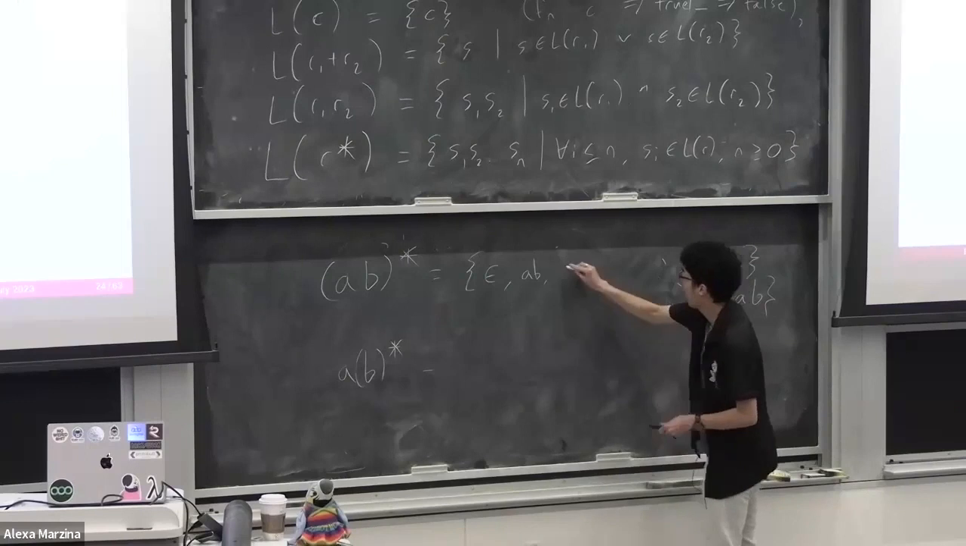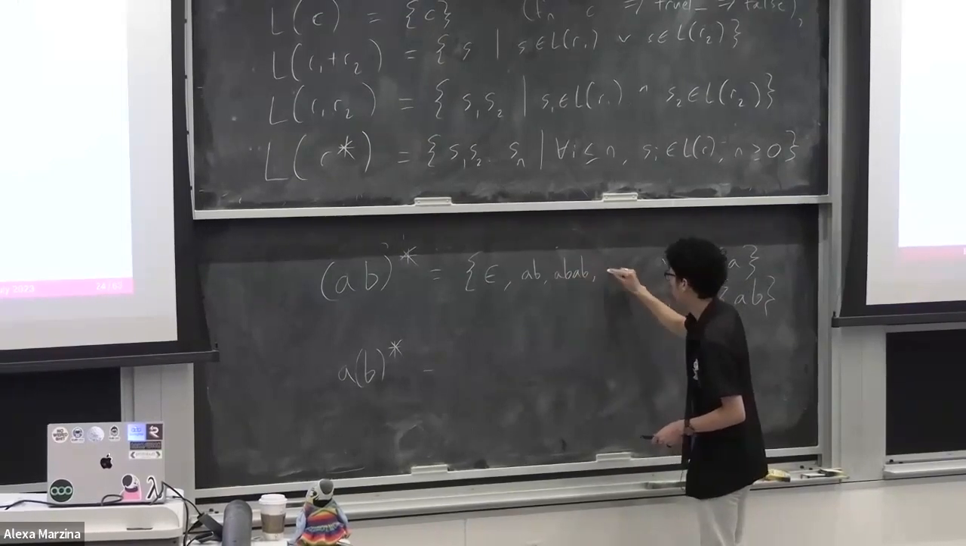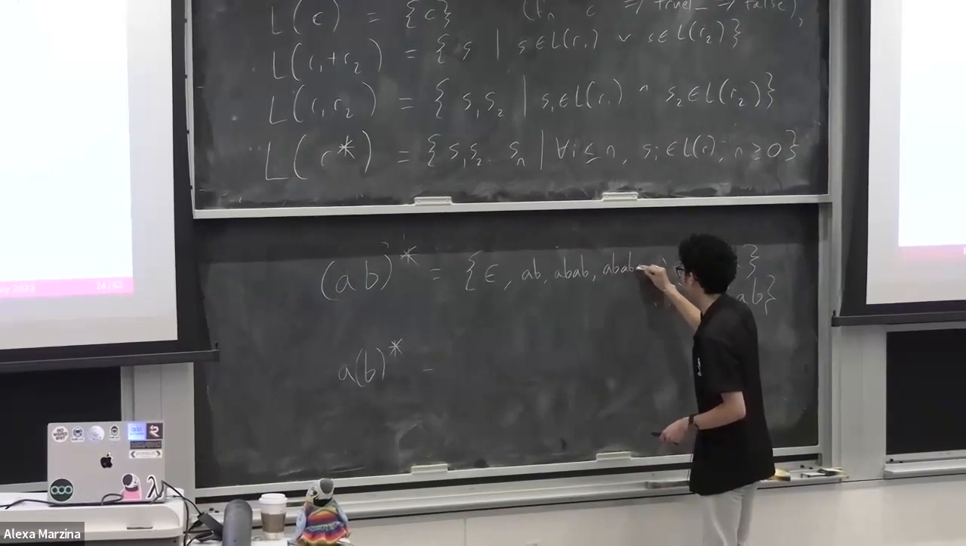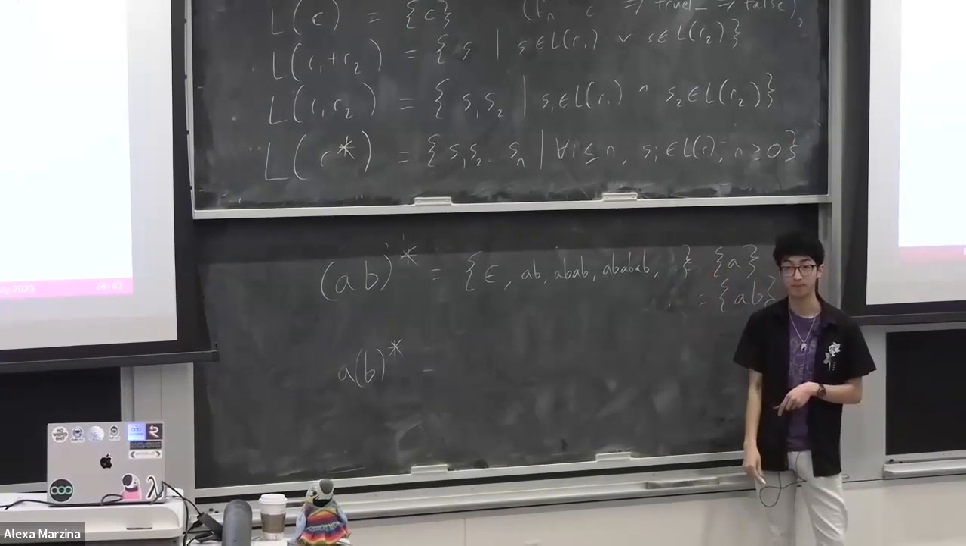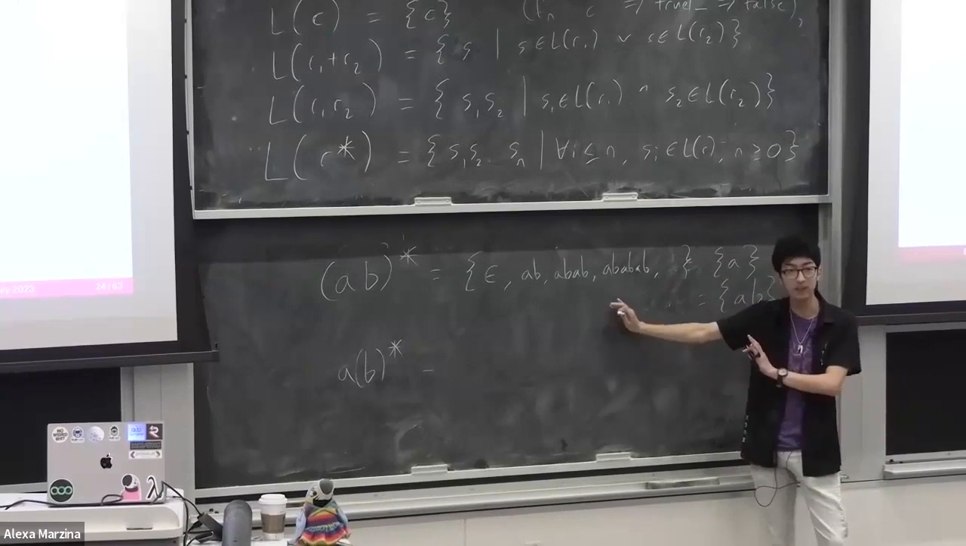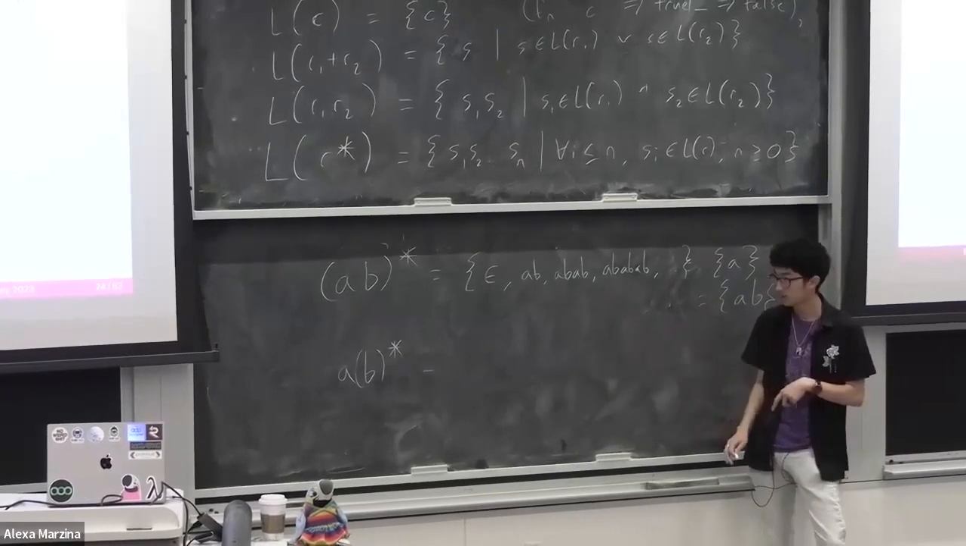It'll be ABAB, and then ABABAB. It'll be finite repetitions of the string AB, okay? So it will always be even in length, okay? All right, is that clear?